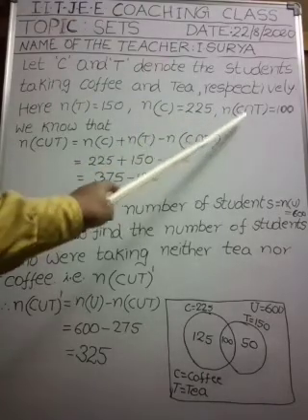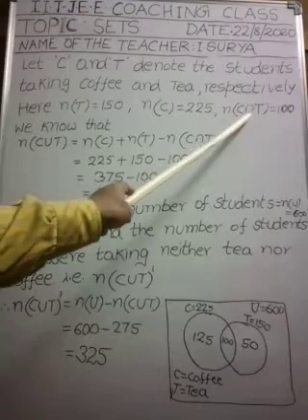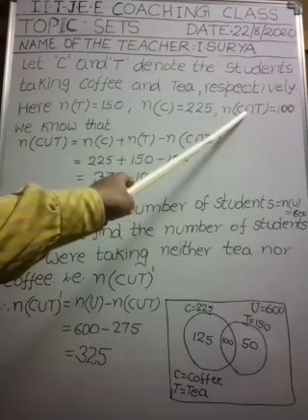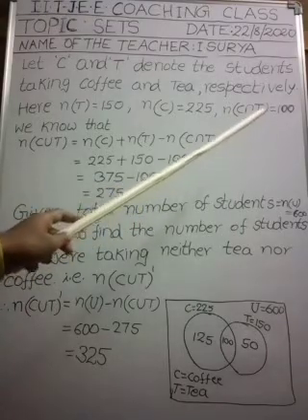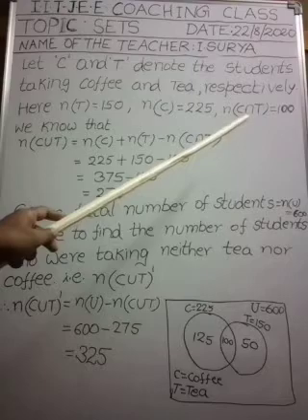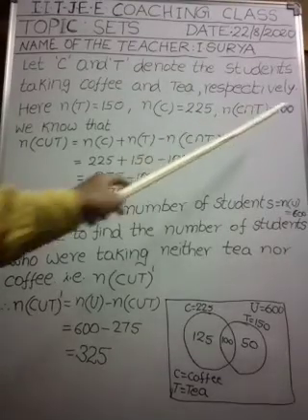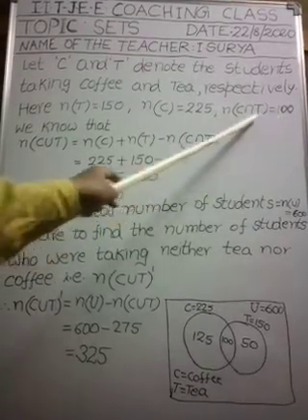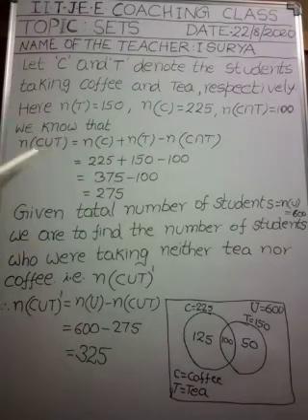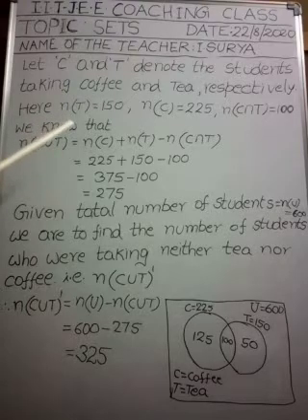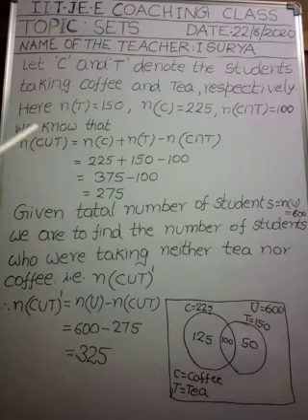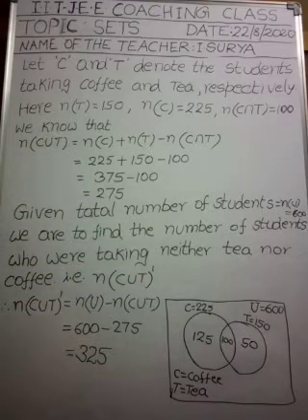Right. n of C intersection T denotes the number of students who are taking both coffee and tea. How many students are taking both tea and coffee? 100. We know that n of C union T. Here we are using the n of A union B formula. Do you remember that formula, my dear children? n of A union B is equal to n of A plus n of B minus n of A intersection B.